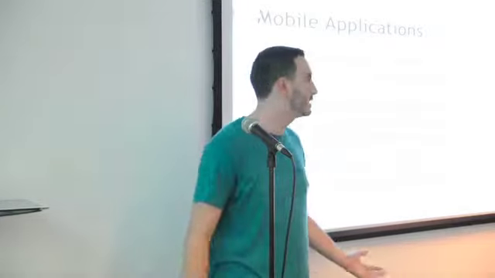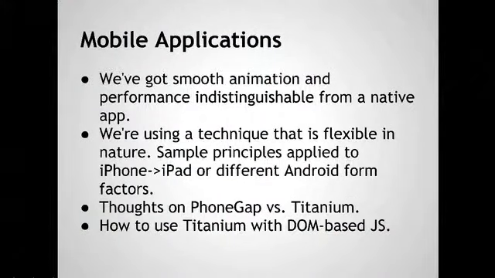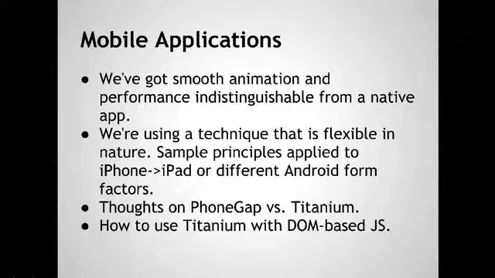So cool, mobile applications. At this point, we've figured out how to get smooth animations, indistinguishable from a native app, and we're using a technique that's flexible in nature. The same principles apply from iPhone to iPad or different Android form factors, where you're just coding views that know what device they're on, but are also flexible enough to present different layouts. And then I'll just talk quickly about PhoneGap versus Titanium. We started off with PhoneGap, basically working this whole thing with PhoneGap.